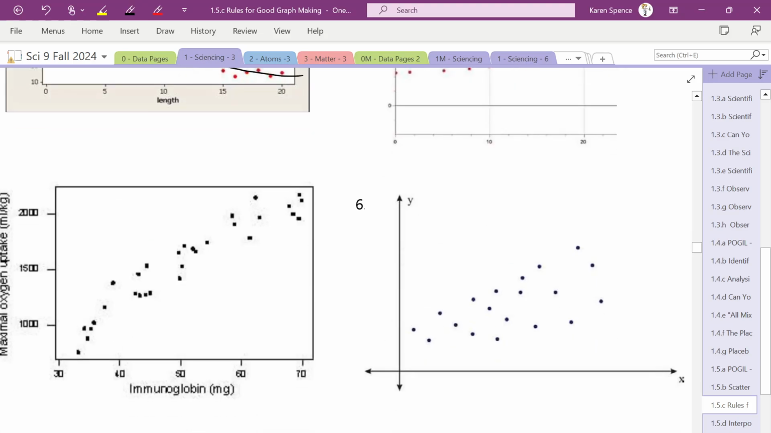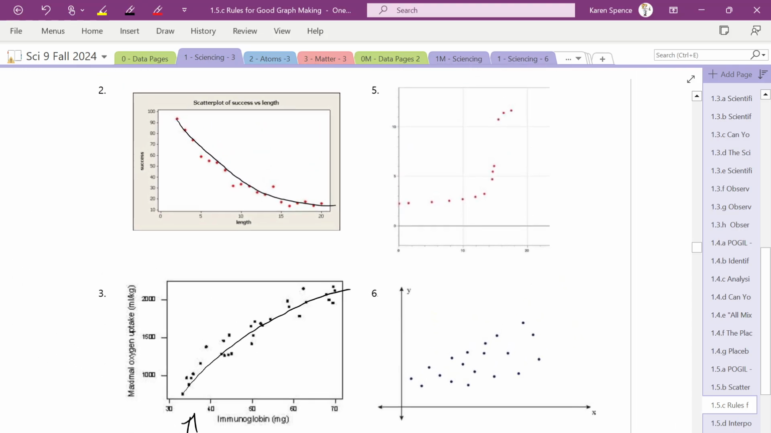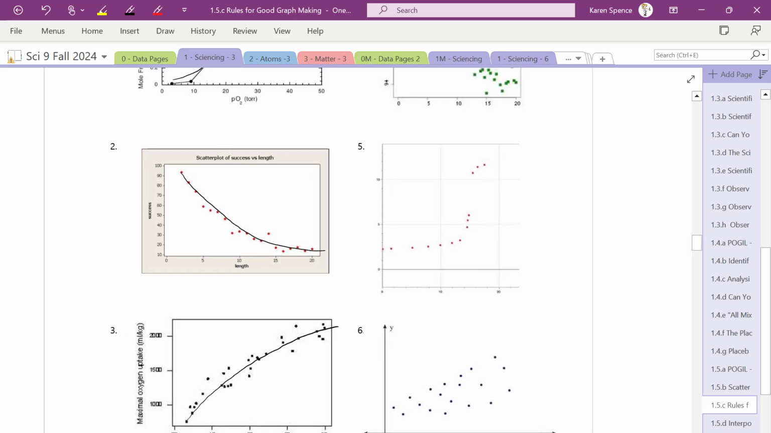And what about this one here? Straight line or curve? Curve. Something like that. So draw those in. And then I'd like you to also do 4, 5, and 6 on your own. Okay?